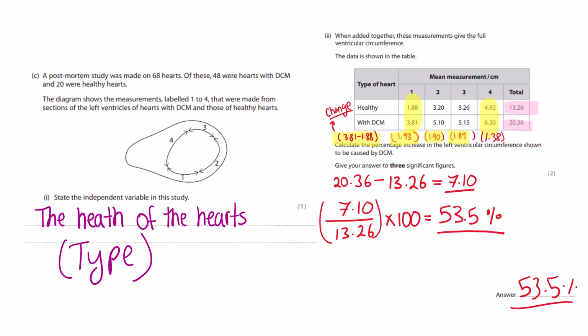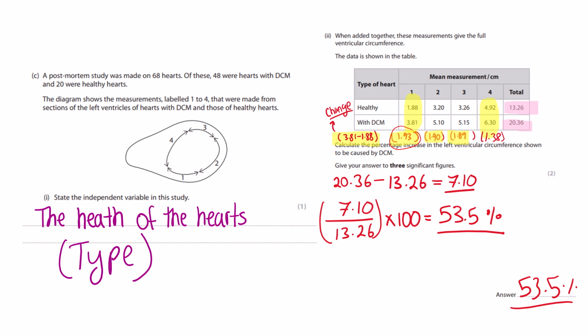Now, when added together, these measurements give the full ventricle circumference. So we have the healthy heart and the heart with DCM. Okay. Measurement 1 has a huge difference of 1.93. How did I get this value? I simply did 3.81 minus 1.88, and I did that for the whole table.